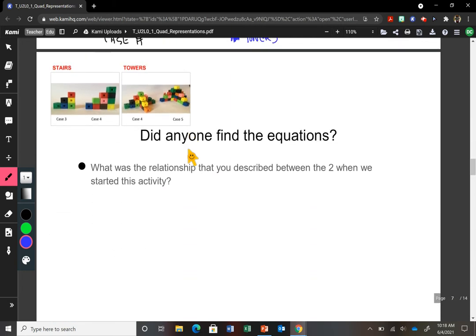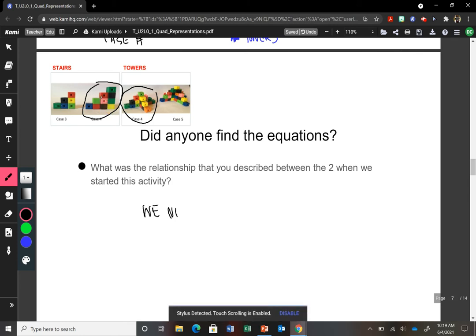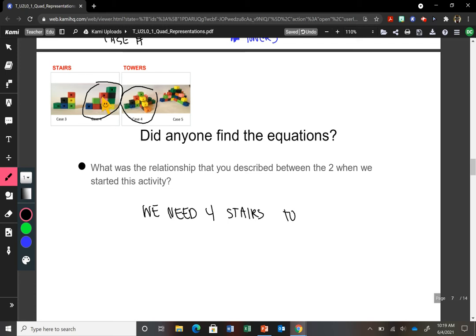All right, so what did we find from these equations? What is the relationship that we found between the two when we started this activity? I remember someone saying that if we're looking at case 4 here, to build the towers for case 4, we need 4 stairs to make a tower.